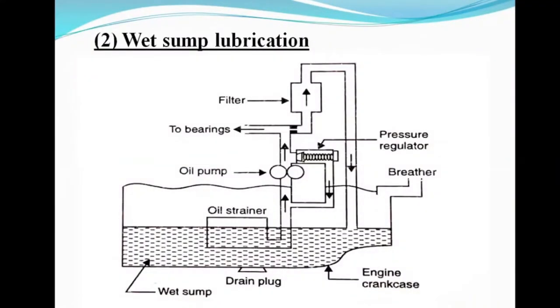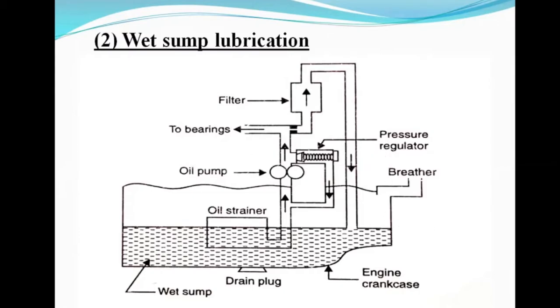Wet sump lubrication system. So what are the parts in the wet sump lubrication system that we see here? This is called sump, where the oil will be stored. The oil strainer will remove the impurity. Here the pump will be provided for supplying the oil to different parts, bearings and all these things. A filter is also provided on the return lines. At different parts it will be moving, then come to the filter and then again come into the sump. A pressure regulator will also be provided, so according to the requirement the pressure will be regulated.